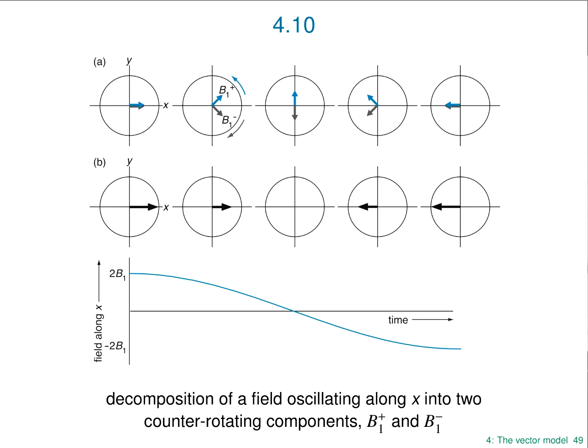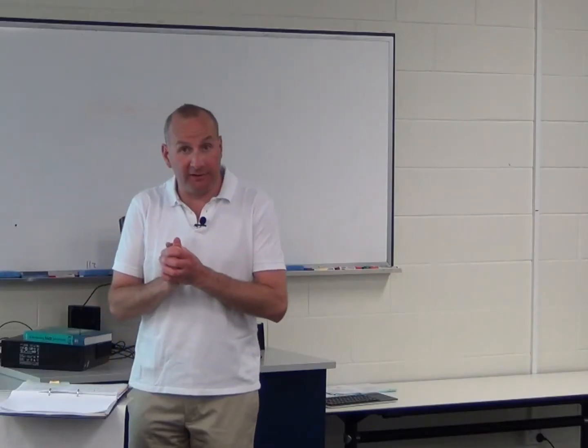Now, one of these fields is going to be going round in the same direction as the Larmor precession, and one of which is going to be going the opposite way to the Larmor precession. And you can take it from me that the one that's going the opposite way to the Larmor precession is going to have no effect whatsoever. So we throw that one away, so we're only going to consider the one rotating component that's going round at the same rate as the Larmor precession. So that's the first part of this, the decomposition of a linear field into a rotating field.